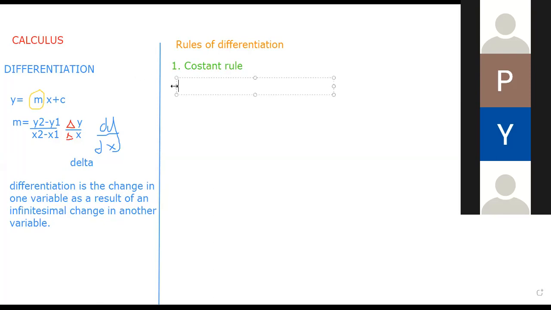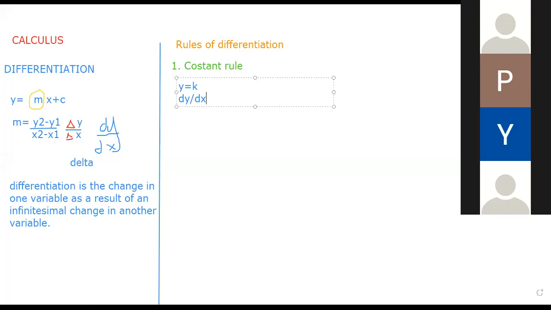So if you have, for example, y is equal to k, where k is the constant, then the change in y, look, this is how I write dy dx. Now, please write dy over dx like this in your book. But this is how I'll be writing it, dy dx, for the convenience of typing.